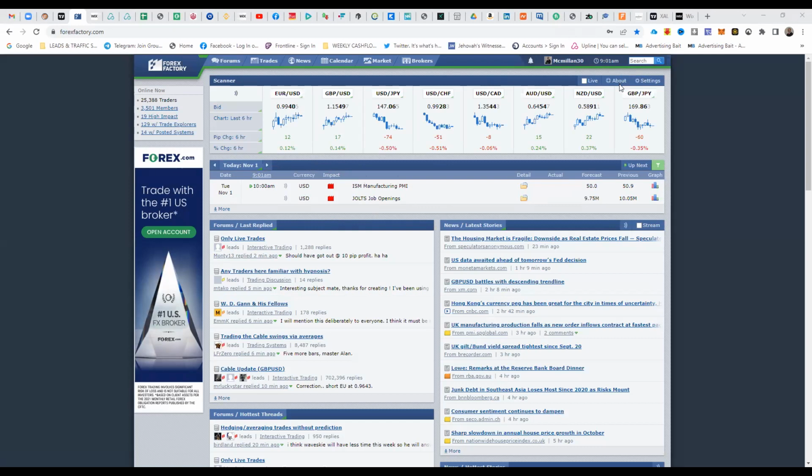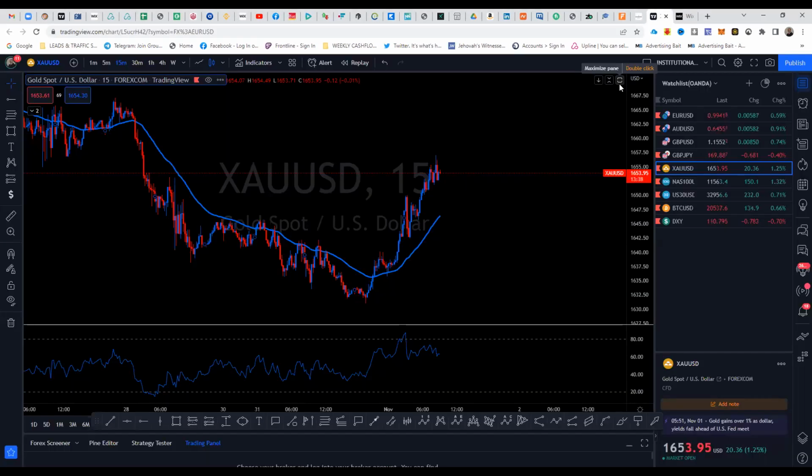So let's go ahead and get started. What we're going to do is mark up supply, demand, and market structure from the 15-minute time frame all the way to the 4-hour time frame, then scale all the way back to the 15-minute, and then we will figure out our entry. So let's get started.